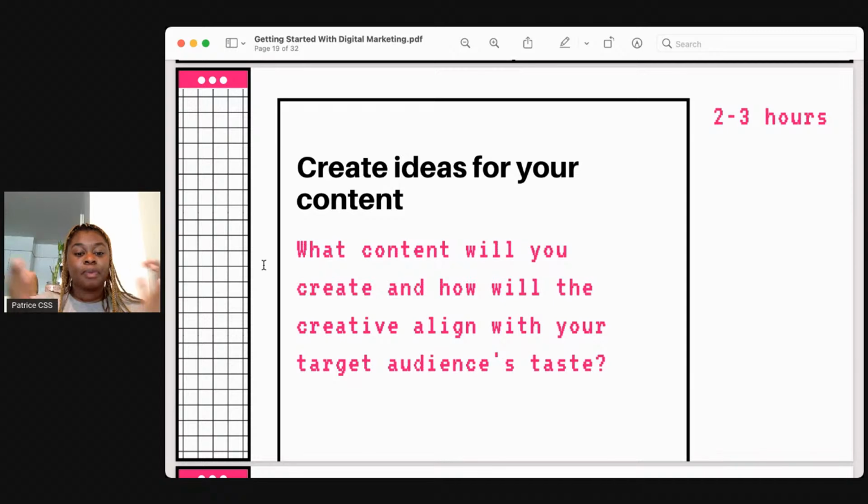and represent your brand with. So what content will you create, and how will the creative align with your target audience's taste, right? So how will what you've decided to create, how will that align? Will your target audience see that and think, yep, that was made for me? Or will they scroll right past it and not be interested? That's how you will know if you've done your homework.